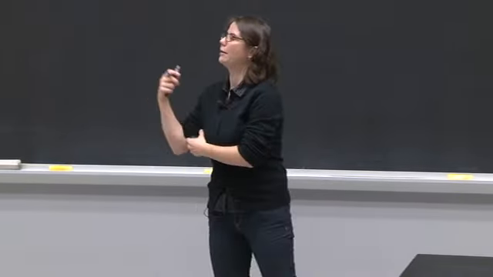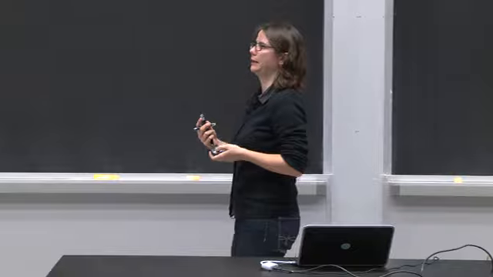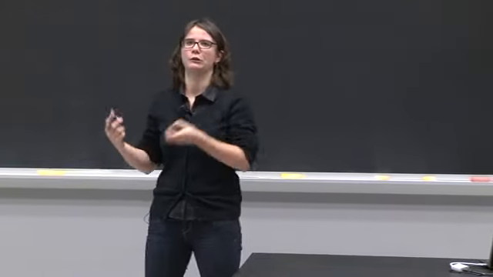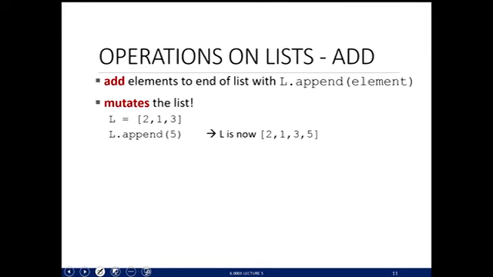Now let's look at some operations that we can do on lists. There are a lot more operations that we can do on lists because of their mutability than we can do on tuples or strings, for example. Here are a few of them, and they're going to take advantage of this mutability concept. We can add elements directly to the end of the list using this funky-looking notation L.append, and then the element we want to add to the end. This operation mutates the list. So if I have L equal to 2, 1, 3, and I append the element 5 to the end, then the same L is going to point to the same object, except it's going to have an extra number at the end, 5.